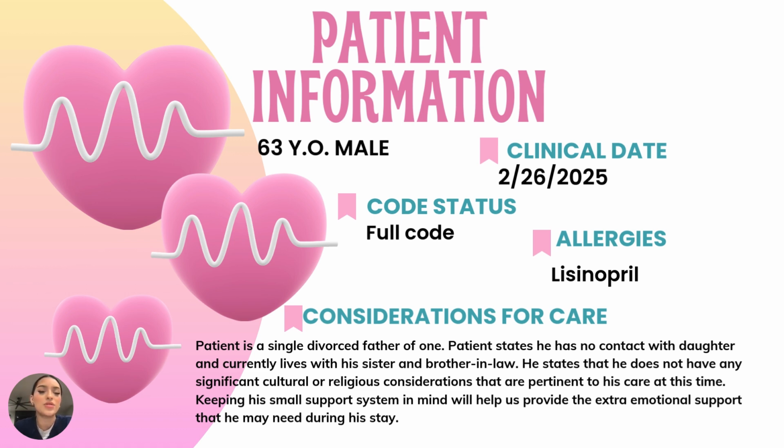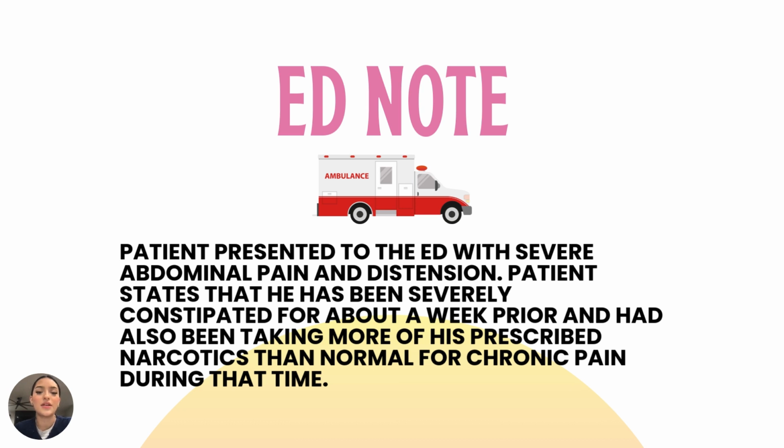And he seemed to have a pretty good support system from what I can tell. When asked about cultural religious considerations, he said there was nothing specific that we needed to know when caring for him. So this is kind of how he presented at the ED. He presented with severe abdominal pain and distension. He noted that he was taking more narcotics than usual that were prescribed to him for his chronic pain, but he was taking way more than usual, and he was constipated for a week before coming to the ED.